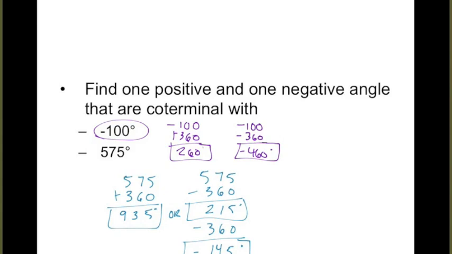We don't have to add. If we want to save time, we can just subtract. Can you use the calculator? You can for arithmetic purposes, yes.